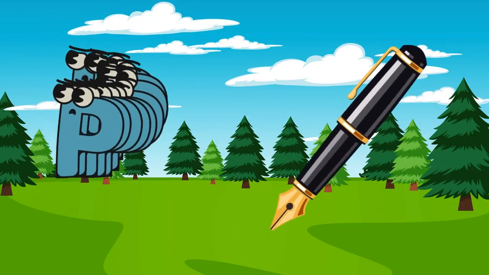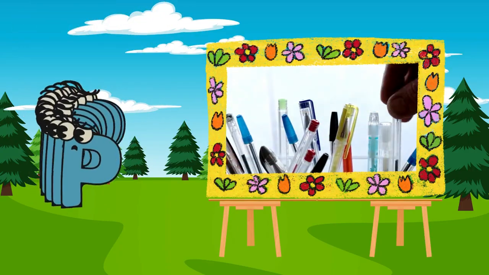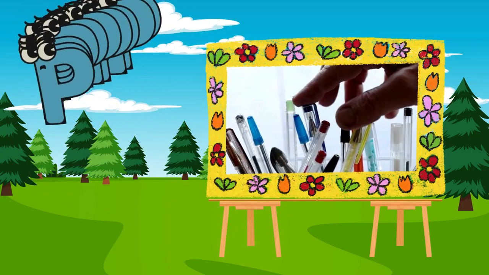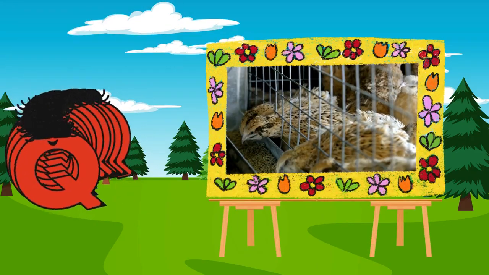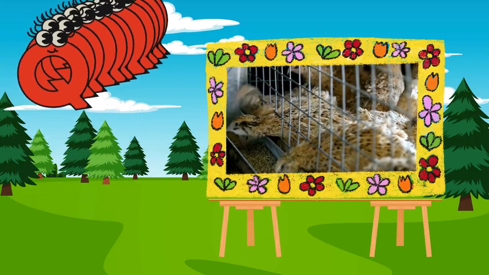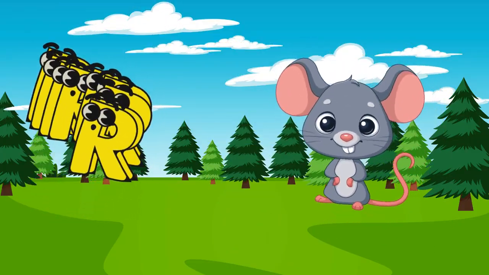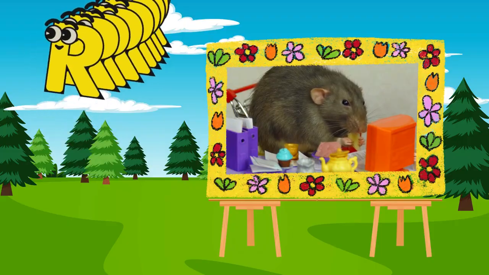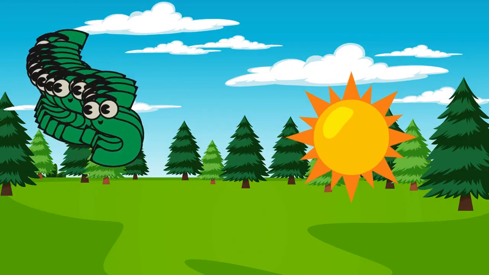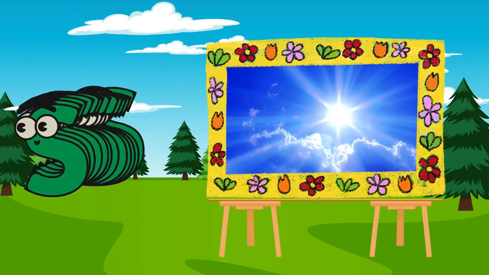P for pen, P pen. P is for pen. Q for quail, Q quail. Q is for quail. R for rat, R rat. R is for rat. S for sun, S sun.